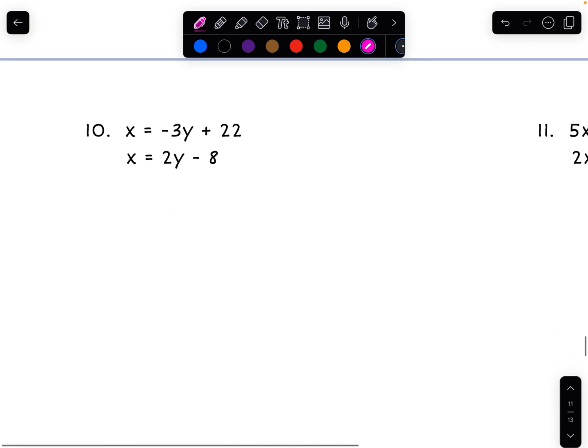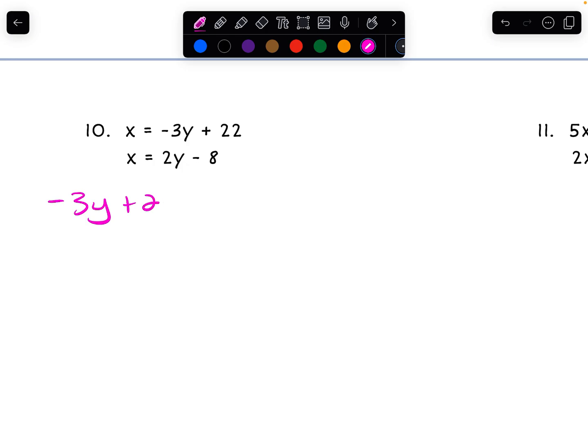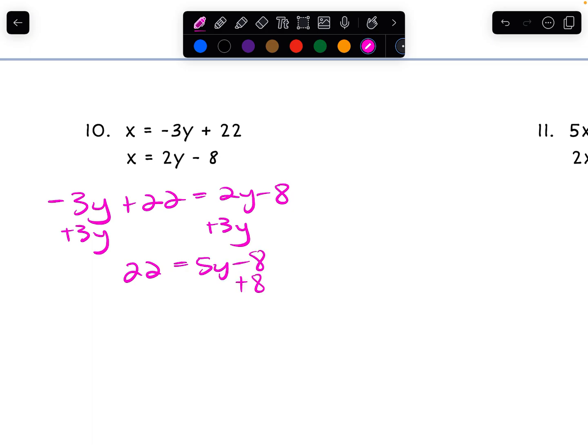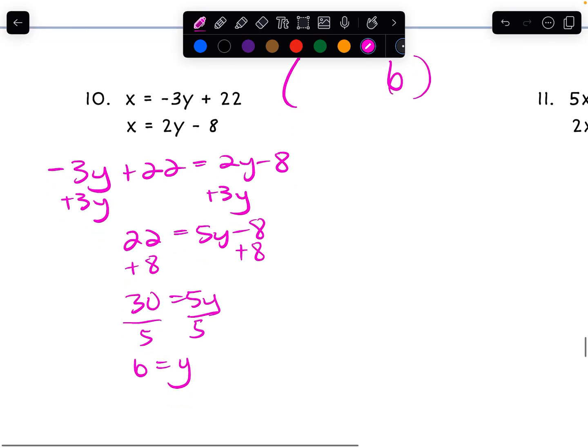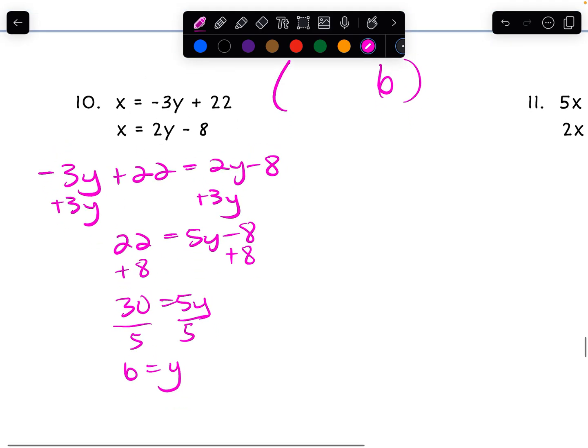Okay, on this one, set them both equal to each other. Negative 3y plus 22 equals 2y minus 8. I'm going to add 3y to both sides. I'm going to get 22 equals 5y minus 8. Add 8 to both sides, and I get 30 is equal to 5y. Divide by 5 and get 6 equals y. The y value is 6, not the x value.